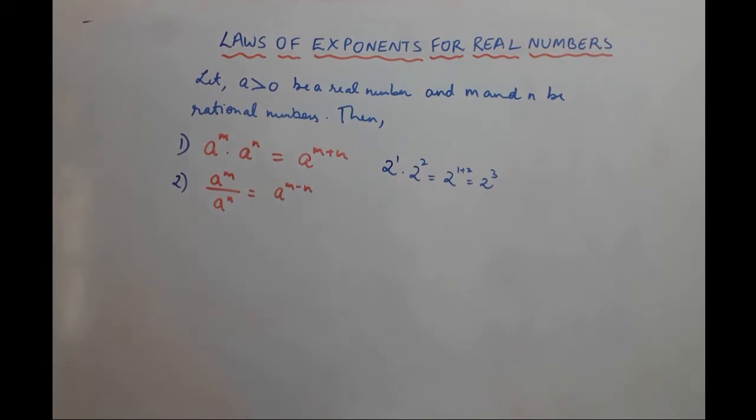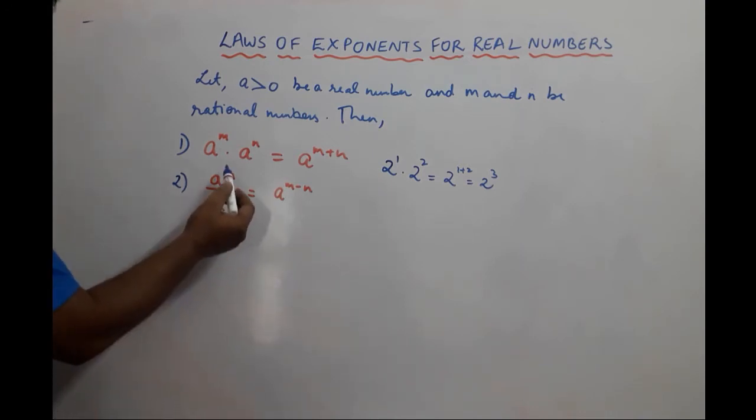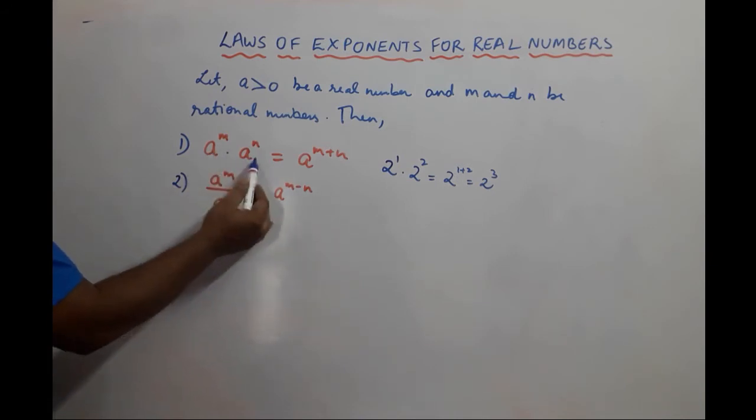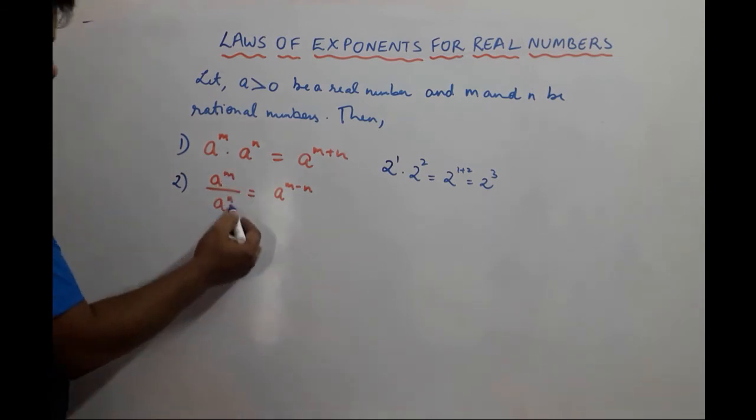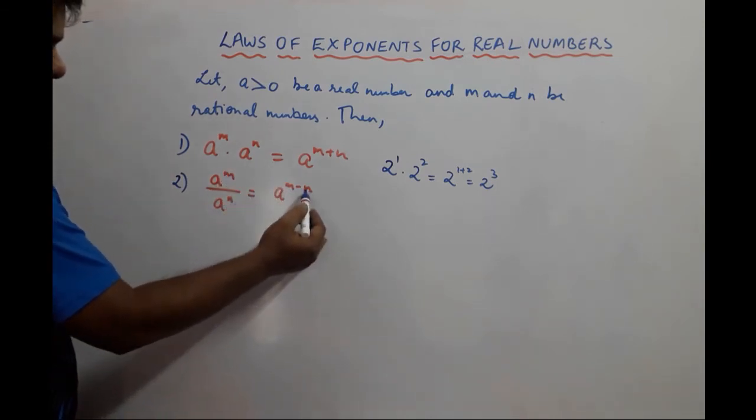Next law says a raised to m upon a raised to n is equal to a raised to m minus n. So in this case, once again, the bases are the same but the powers are different, but the bases are divided, unlike the previous case where the bases were multiplied. So when the bases get divided, the powers get subtracted.